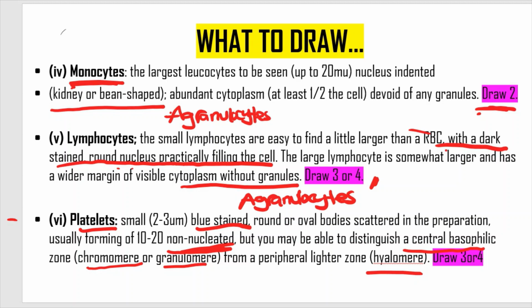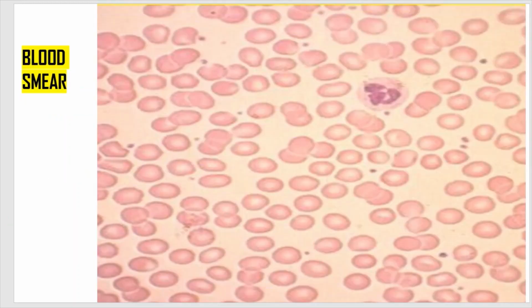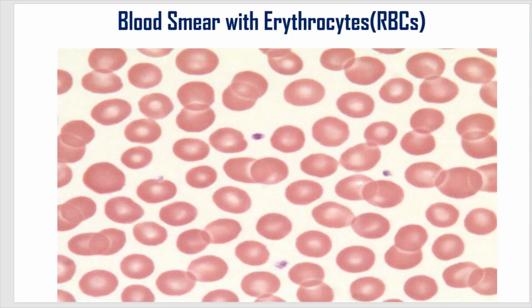Okay, so now let's look at the slides. This is the blood smear at low power. So we're only observing at low power. Let's look at this. This is at high power. This high power representation is showing the erythrocytes, which are red blood cells. So let's pick one. We said you draw 5 to 6 cells of this.